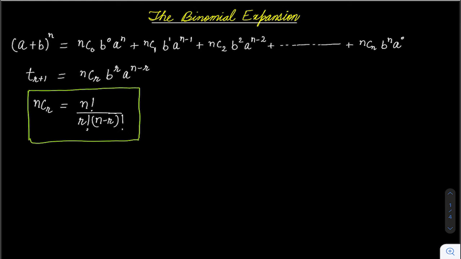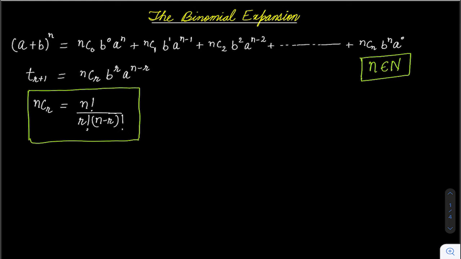Next, what's the binomial theorem? (a plus b) power n, where n is a natural number, 1, 2, 3, 4, 5, 6, like this. (a plus b) power n is nC0 b power 0 a power n plus nC1 b power 1 a power n minus 1 and so on till the last term, that is nCn b power n a power 0. Now a power 0 and b power 0 are both 1, just saying that.